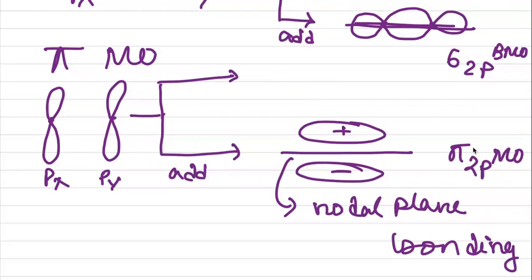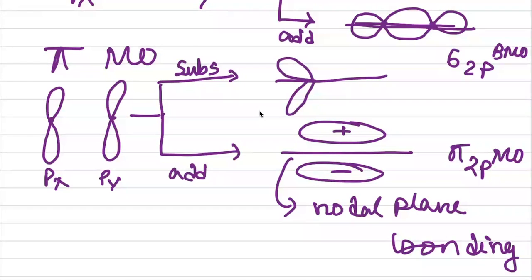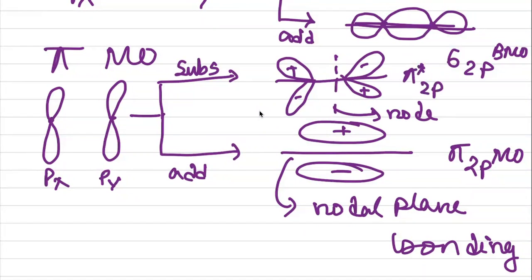Yes, ma'am. Now if we do the subtraction over here, then it looks like positive, negative, negative, positive. This is the nodal plane. This is pi star 2p, that means antibonding MO.